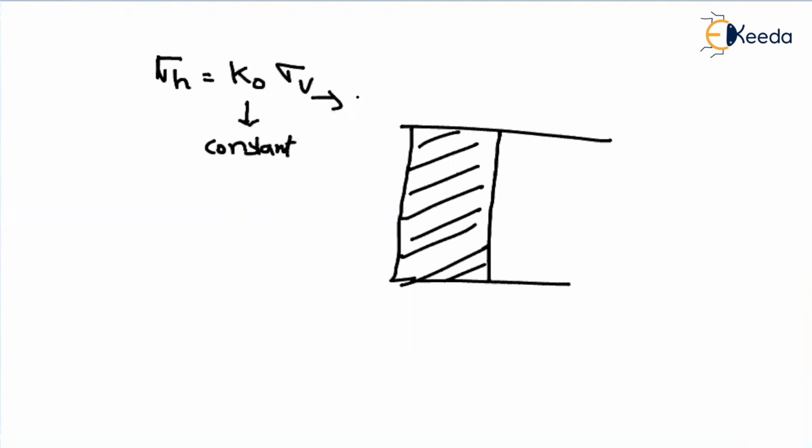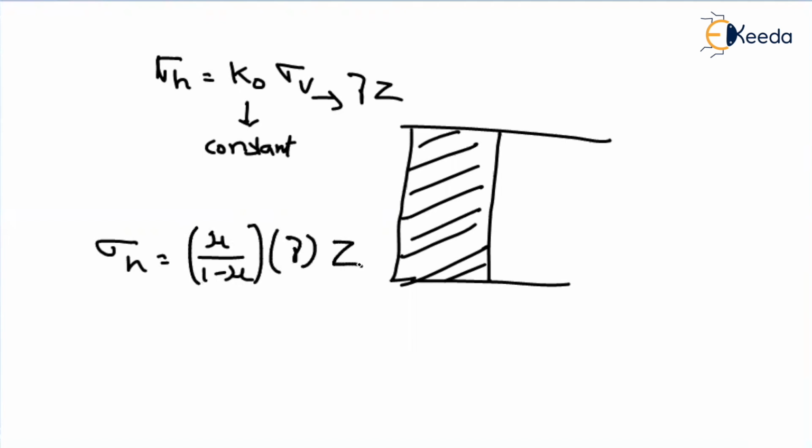However, sigma will call it as gamma into z. That means sigma h will be equal to mu divided by 1 minus mu into weight density into z. Here this is also constant and this is also constant. Say if you are talking about a particular soil, your weight density is constant and your Poisson's ratio is constant. That means your earth pressure is directly proportional to the magnitude z.